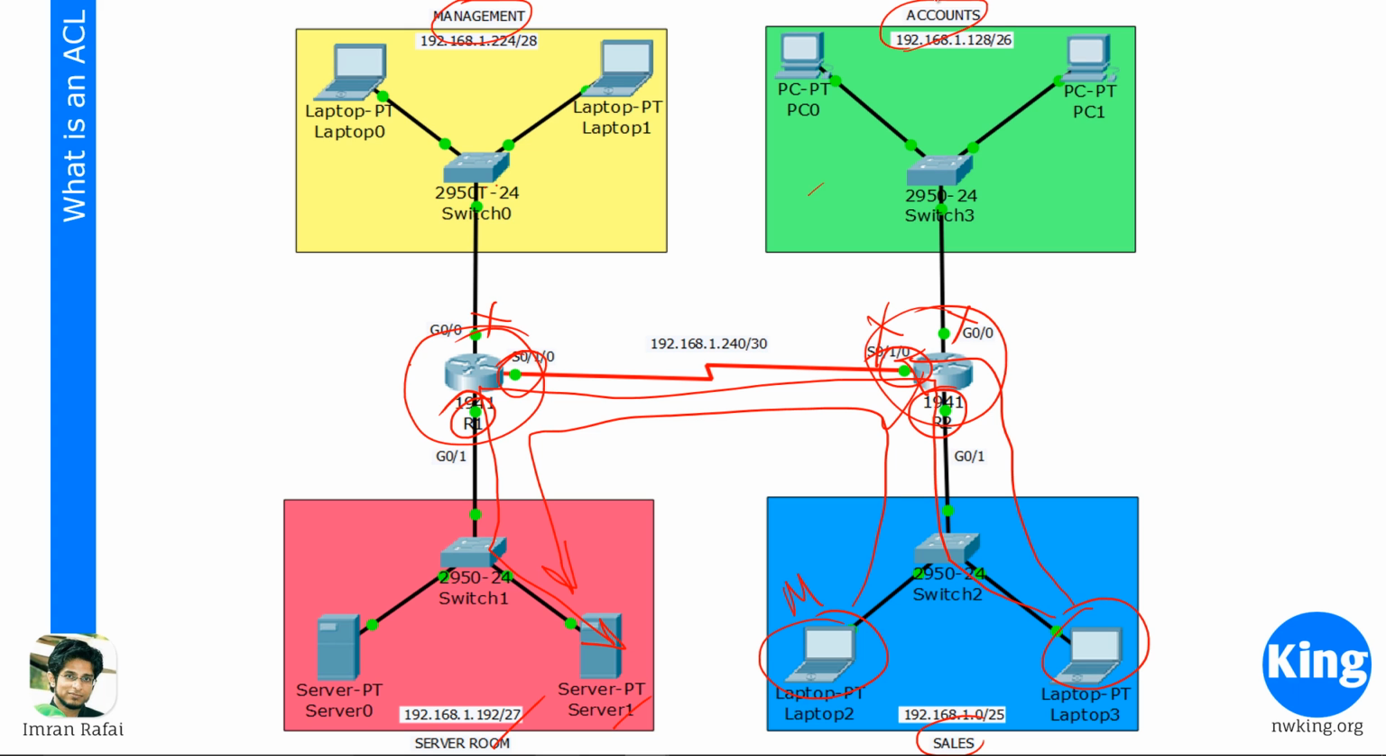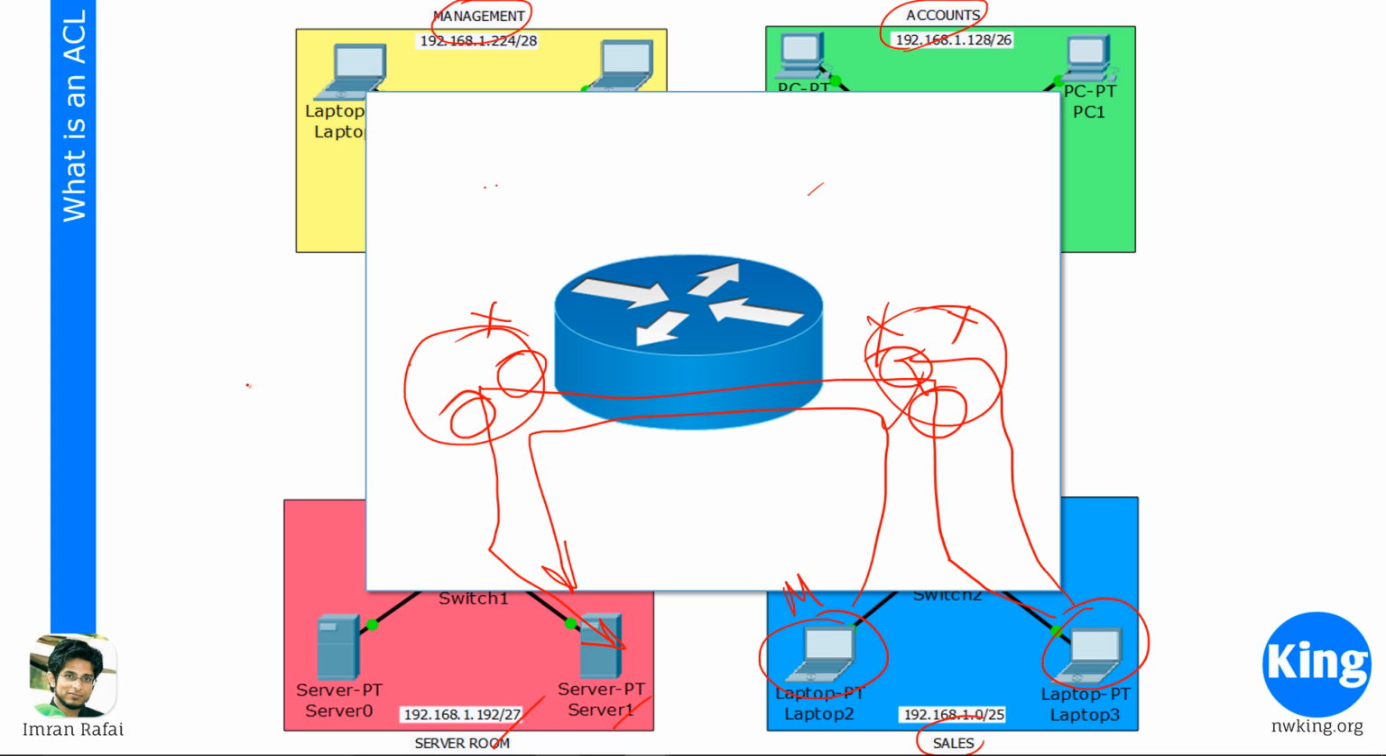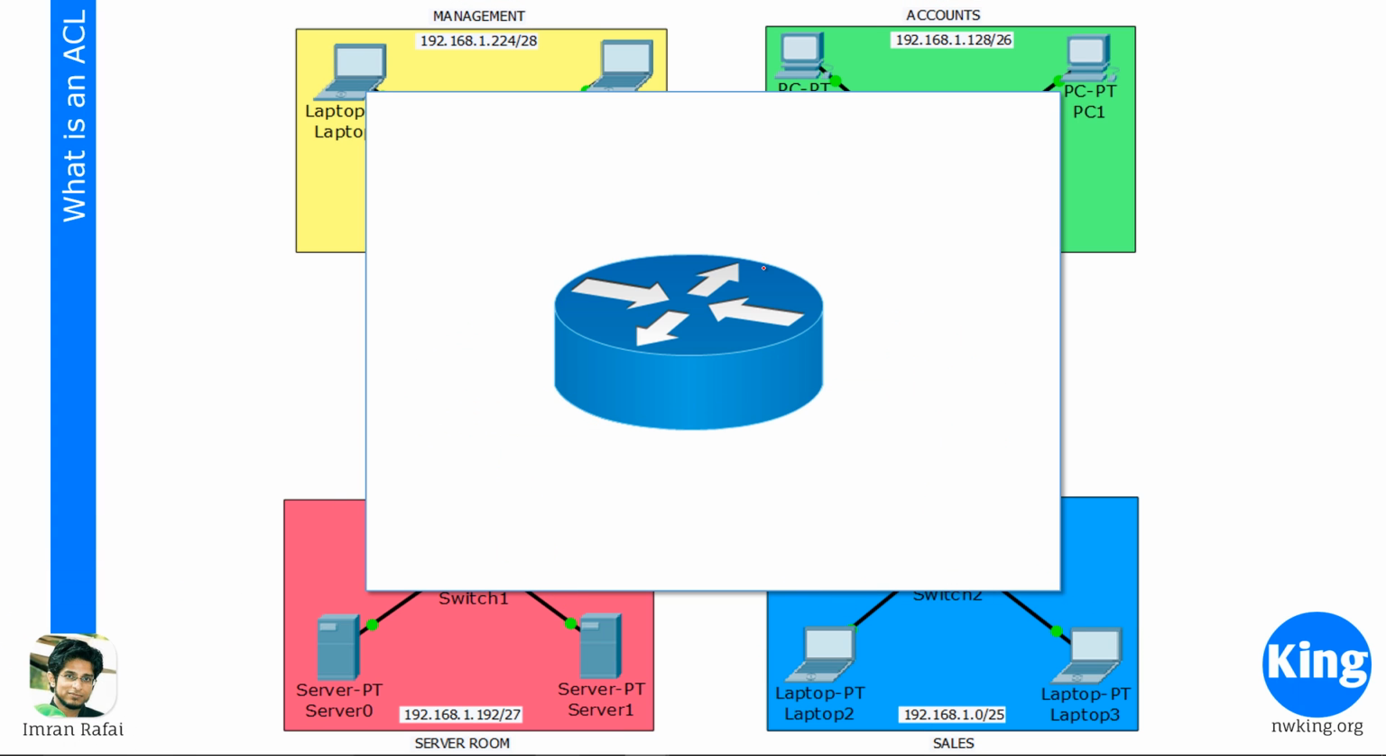ACLs are applied on the interfaces. Let's have a closer look. Before that, let me just clear all the markings on the slides. So every time there is a data flow, there is one interface through which the packet enters, and another interface through which the packet exits, right?